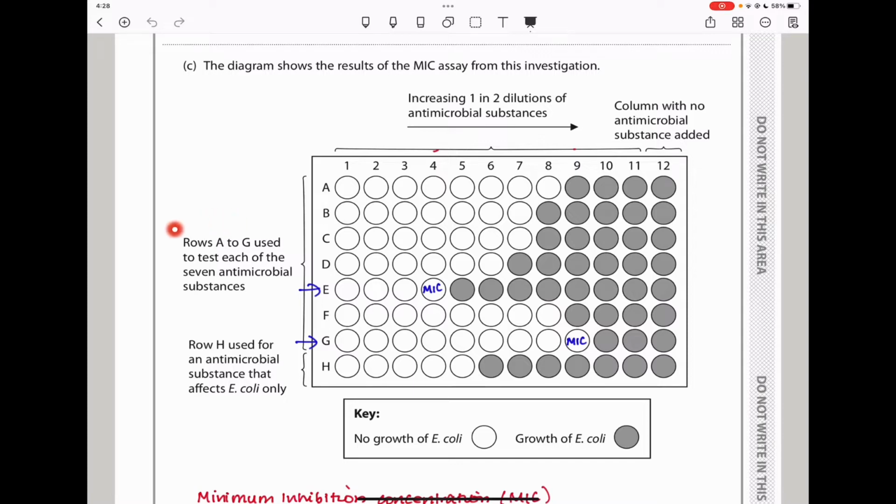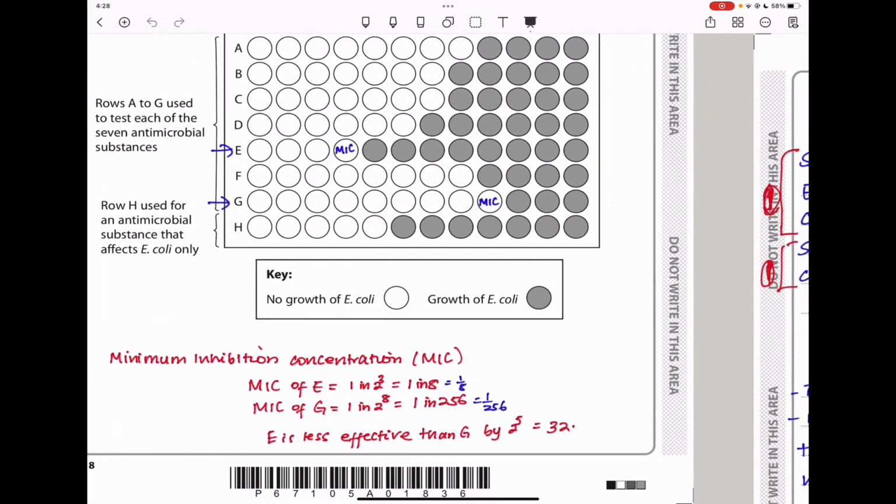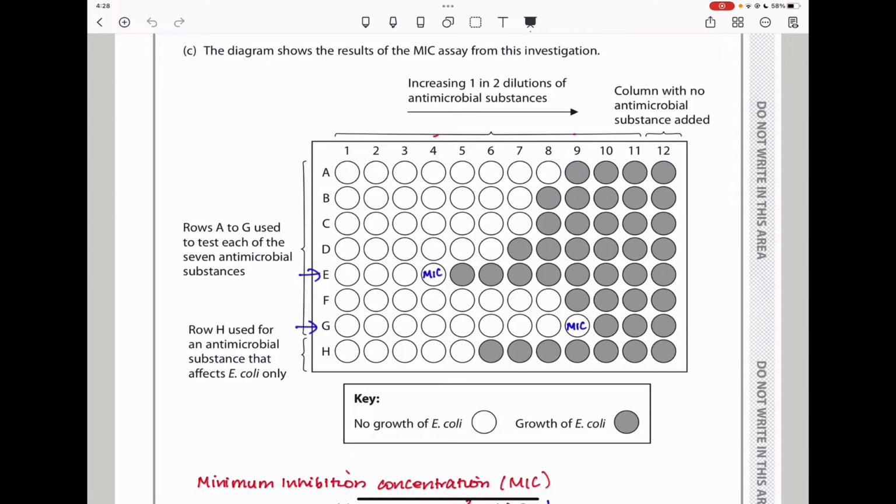Then this side we see row A to G used to test each of the 7 antimicrobial substances. You can see from here to here, these are antimicrobial agents. And row H is used for an antimicrobial substance that affects E. coli only. It means if it affects E. coli only, its increase in concentration will prevent E. coli from growing as well. So let's go to the next part of the questions. Please remember to visualize this because most questions are going to be about this part here.